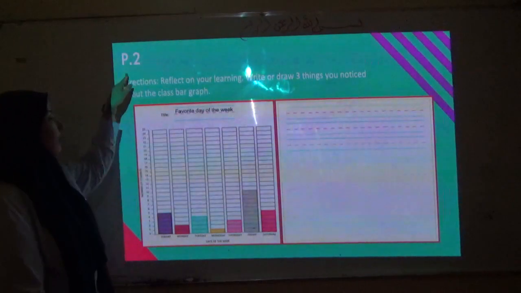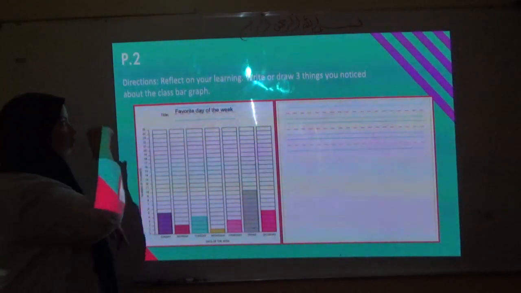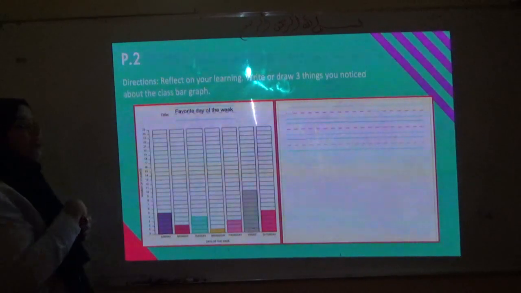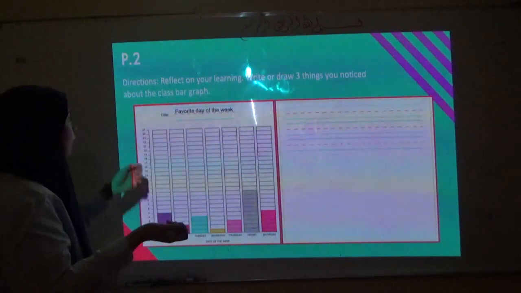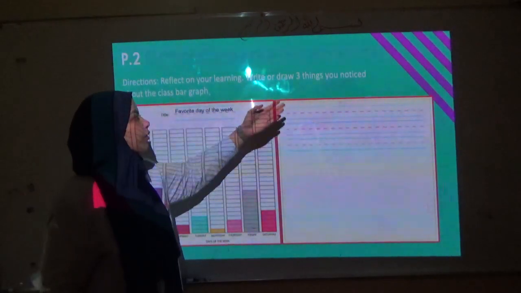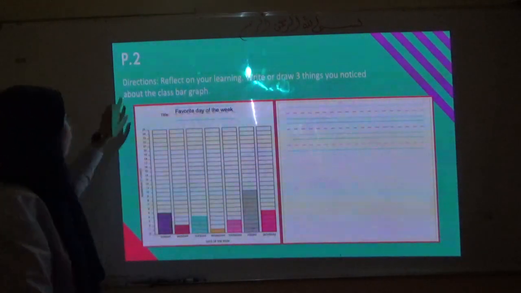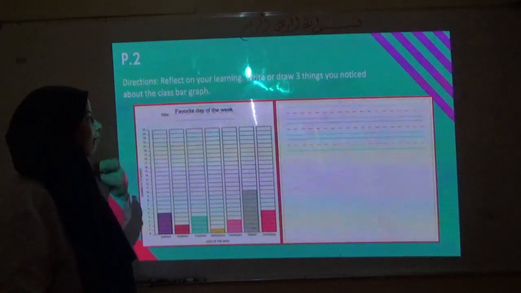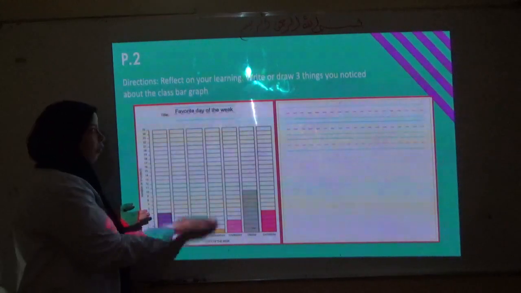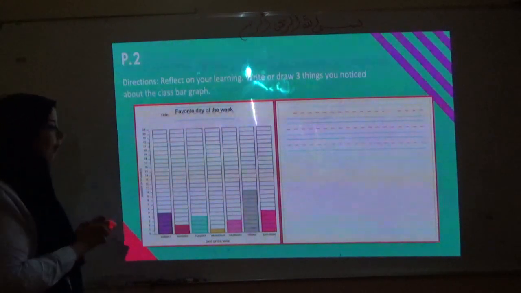So this is page 2. I'd like you to open page 2 and have your pencil with you and read the directions with me. Reflect on your learning. Write or draw 3 things you noticed about the class bar graph. And of course, we are talking about the favorite day of the week graph.